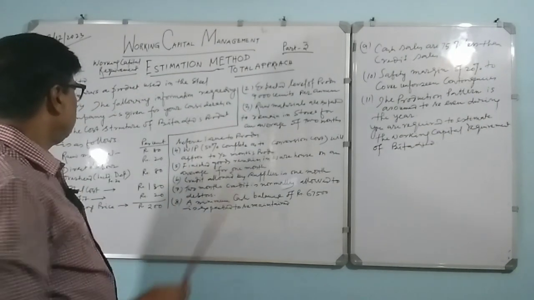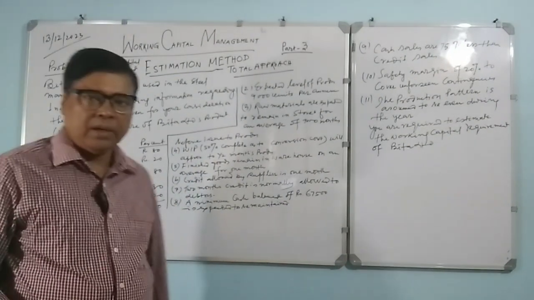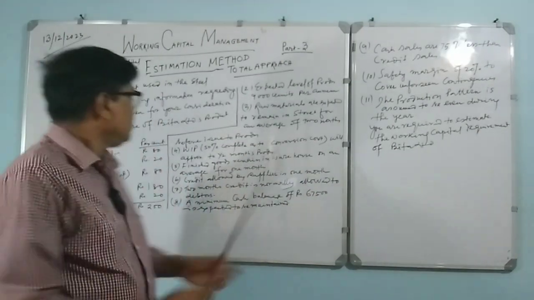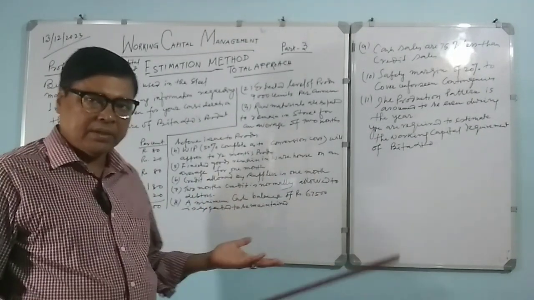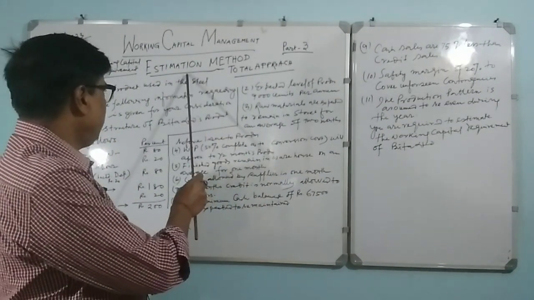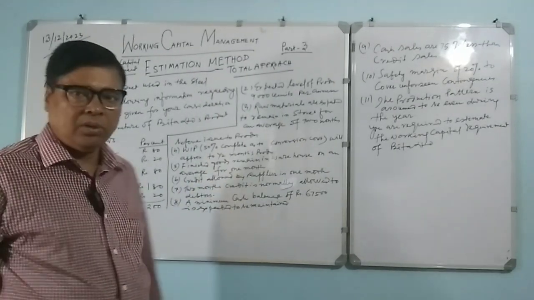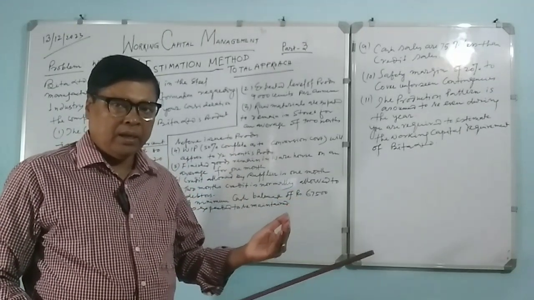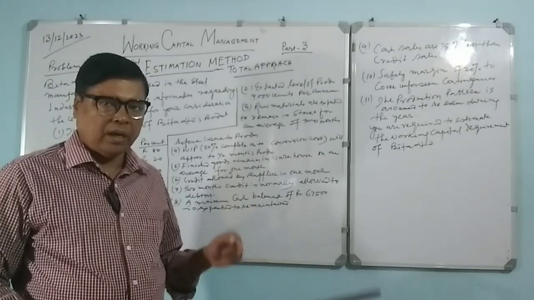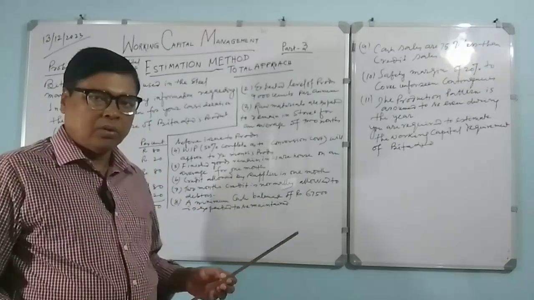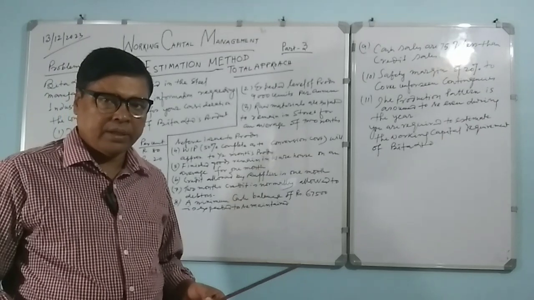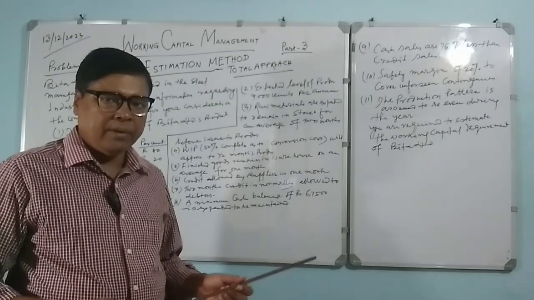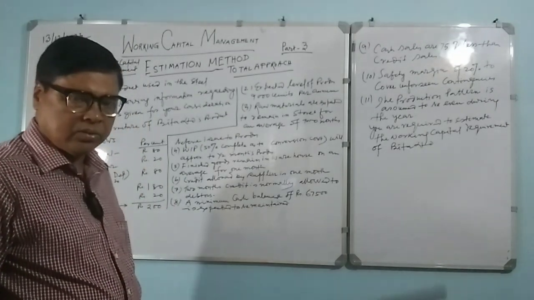You have to calculate the working capital requirement, how much working capital is required. By name itself it is clear that this is the estimation method. You have to estimate how long you are allowing the credit period to your debtors, how long your stocks will be blocked in work in progress and raw material holding period, as well as the credit availed from the creditors. So that is the thing.